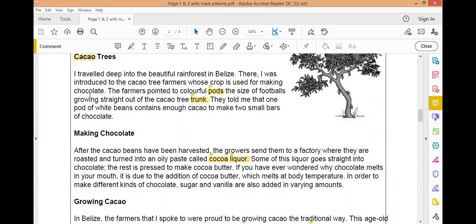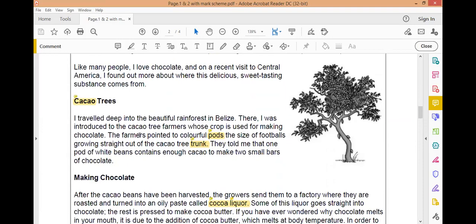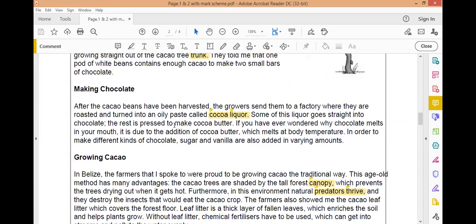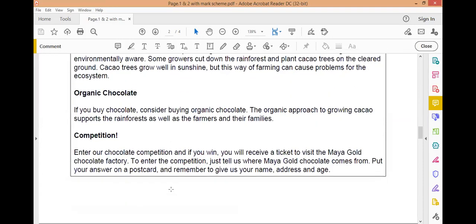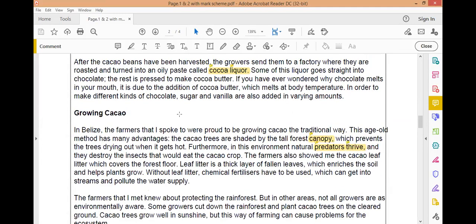For this type of question, you will find the answer in sequence. Exercise one, you will find the answer in sequence. But exercise two, you will find the answer in sequence, except the last question. You can find the answer in different positions in the text. You follow me? Can you hear me well?